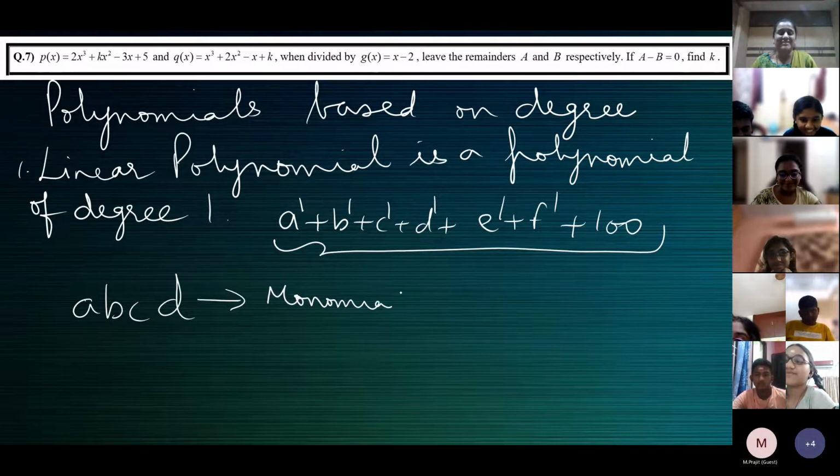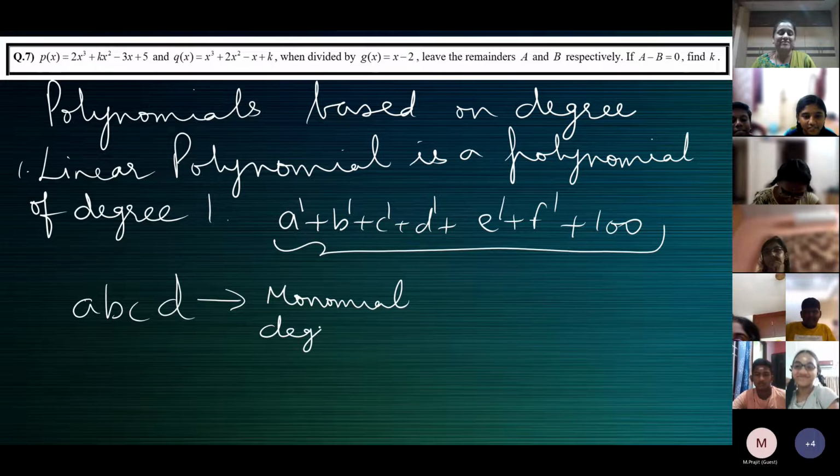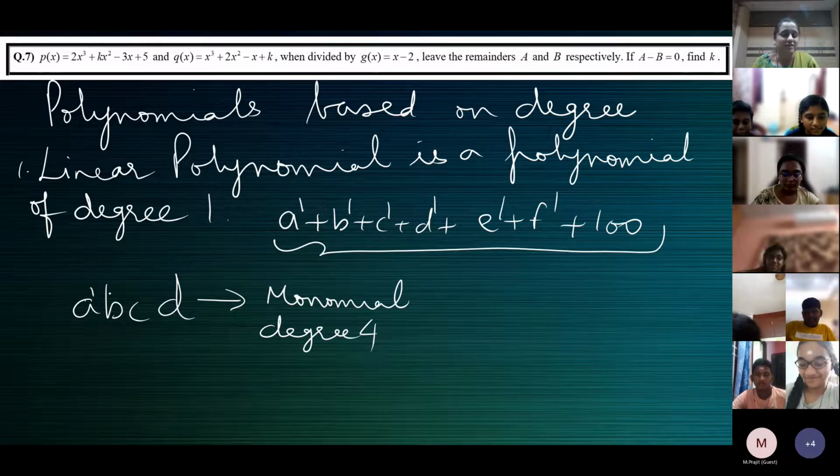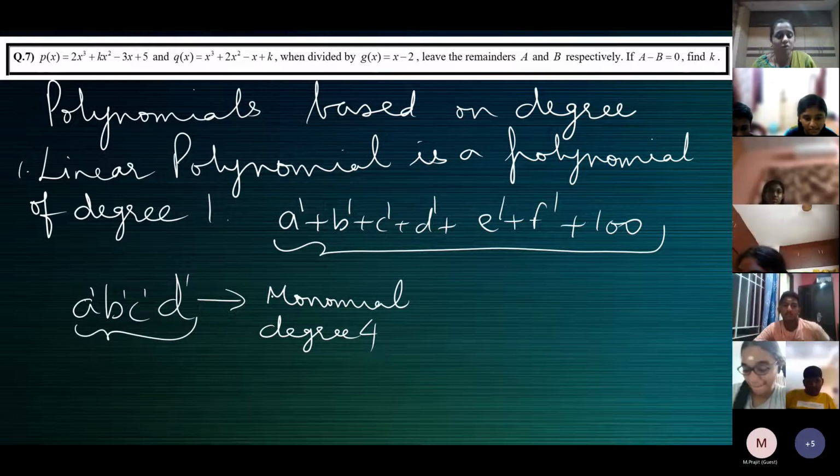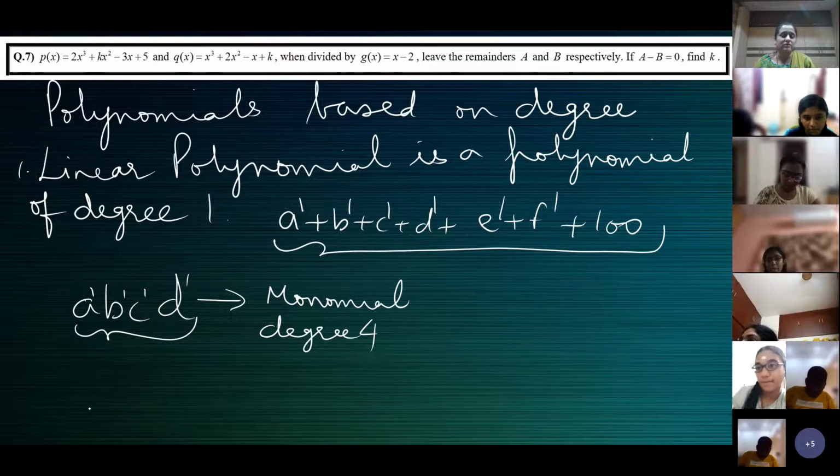It is a monomial of degree 4. 1, 1, 1, 1. One term it is. It's a monomial, but of degree 4. It is not a linear polynomial.